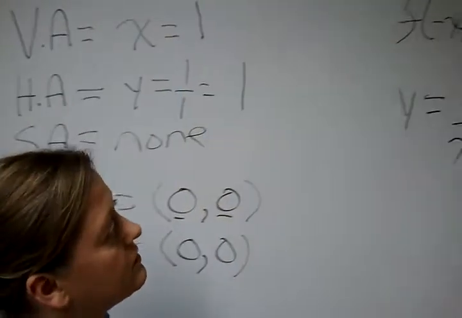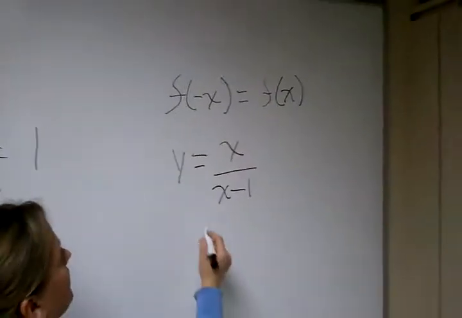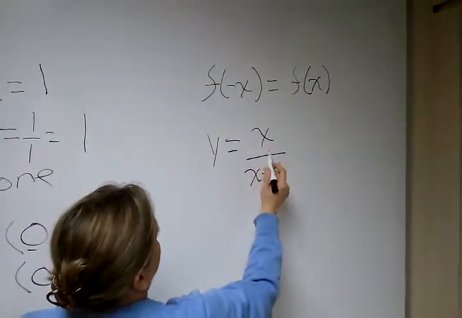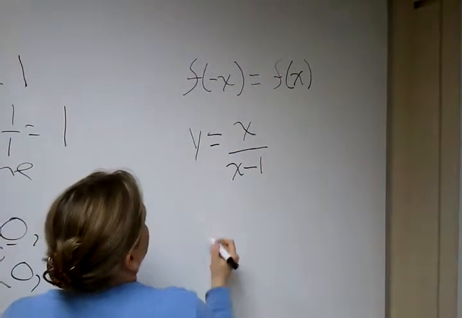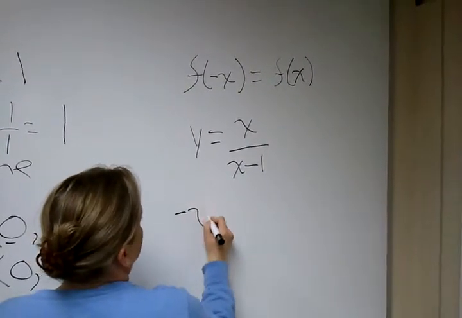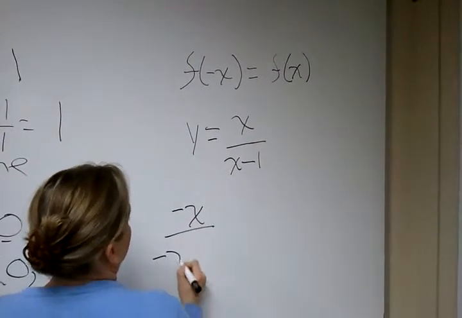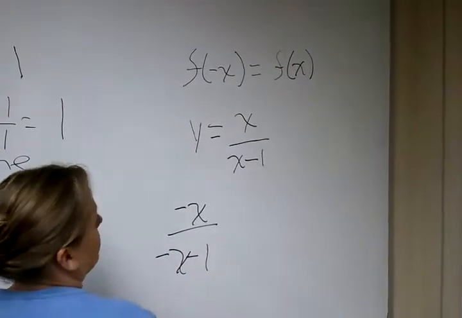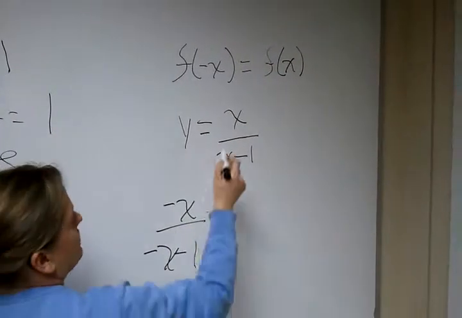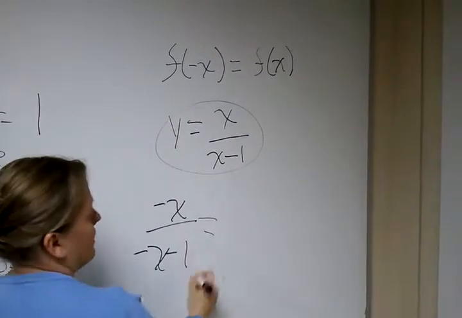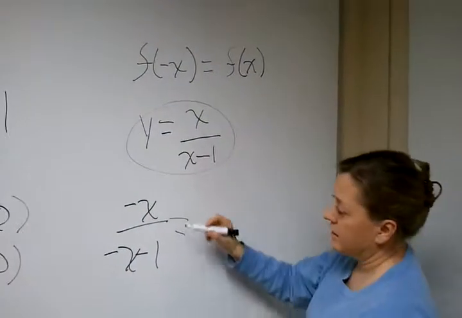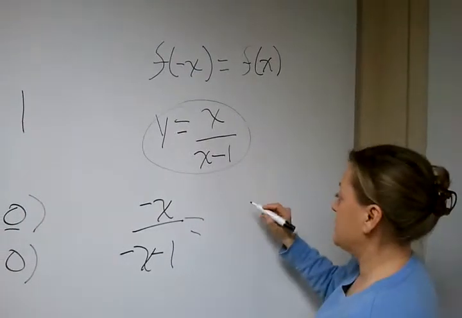Then we have to check for symmetry. Checking for symmetry, we take the original equation and plug in negative x for x. We check, once we work it out, if it's equal to the original, then it's symmetrical. If it's not, then there's no symmetry.